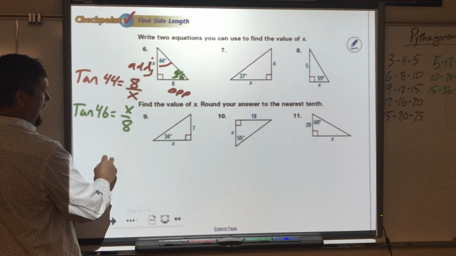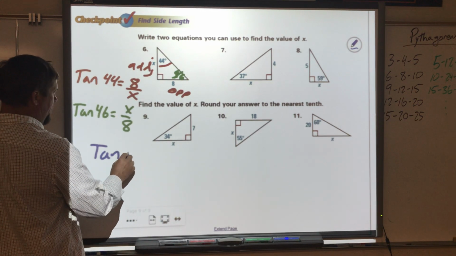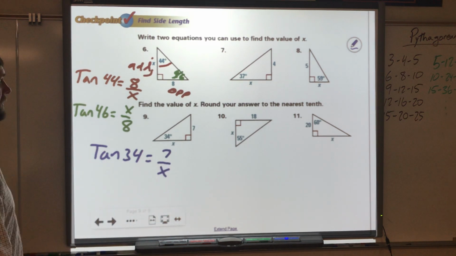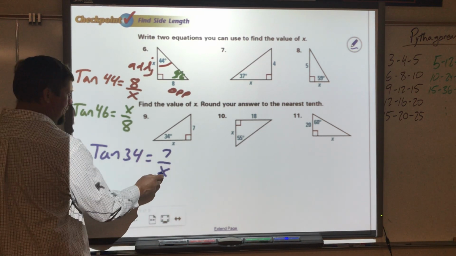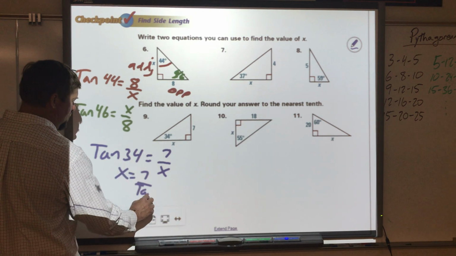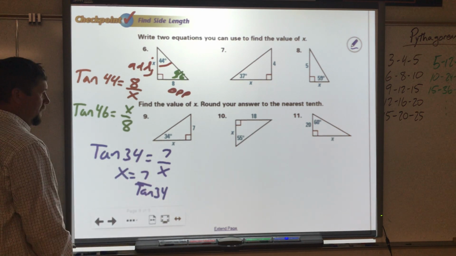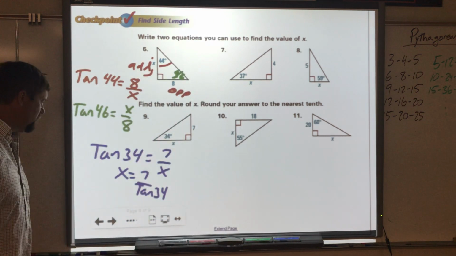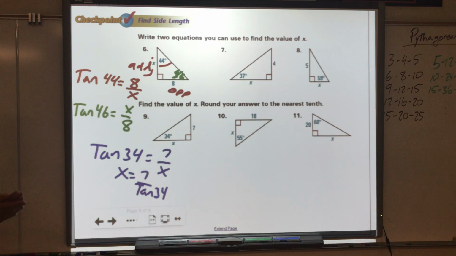For this one, I would say the tangent of 34 equals 7 over x. If I have x in the bottom, I would just switch those. So 7 divided by the tangent of 34. And that's how you do those. So hopefully you were able to get those two correct. Hopefully that would help you find the rest.